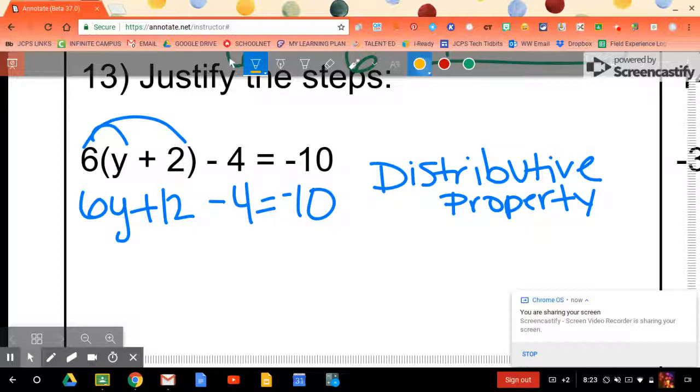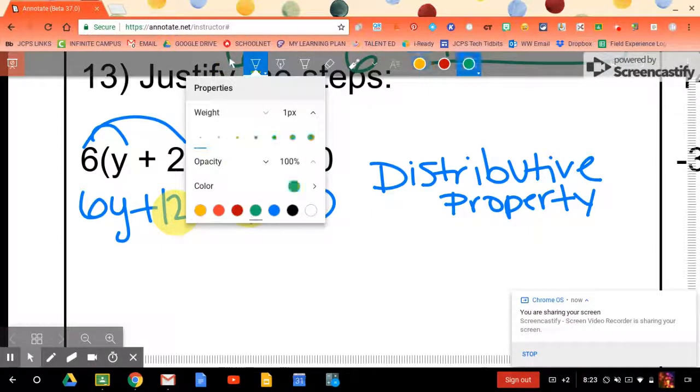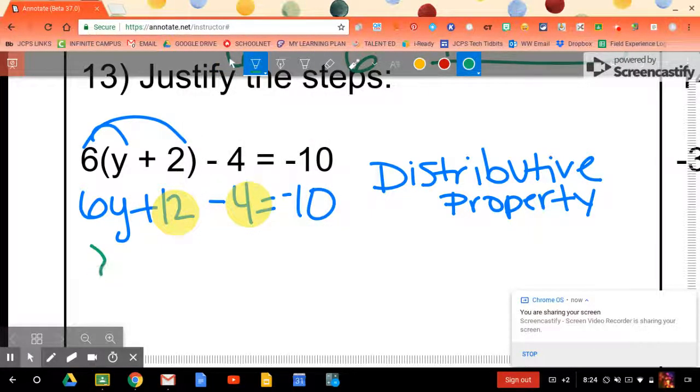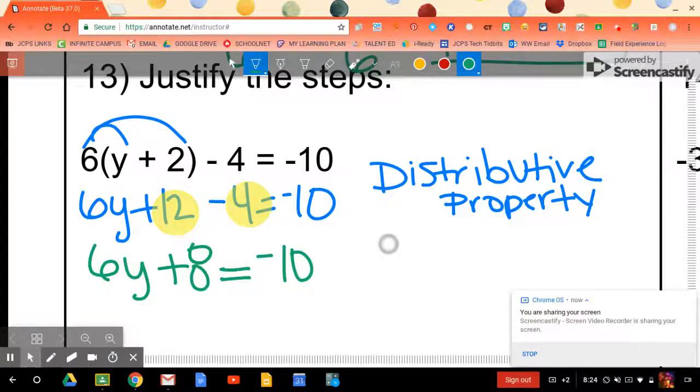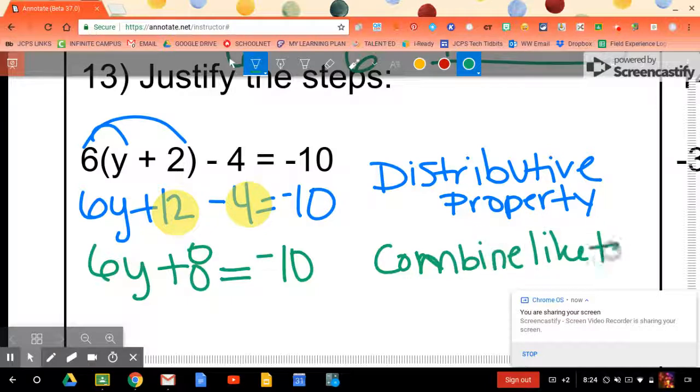Okay, next up, we see that there are like terms on our left side. So we are going to combine them to get 6y plus 8 equals negative 10. So this is combine like terms.